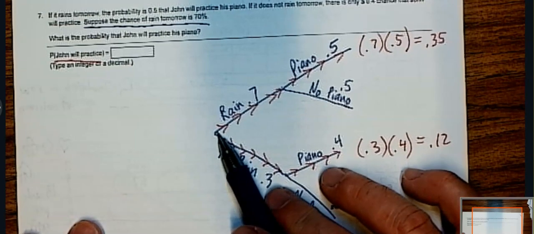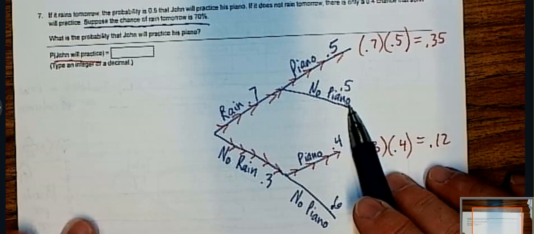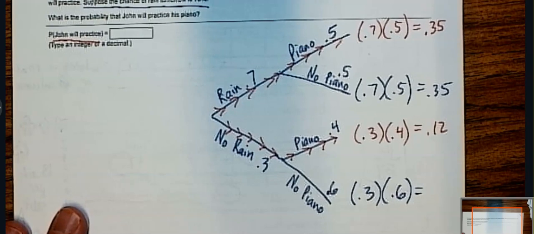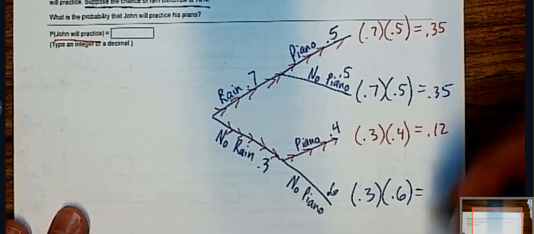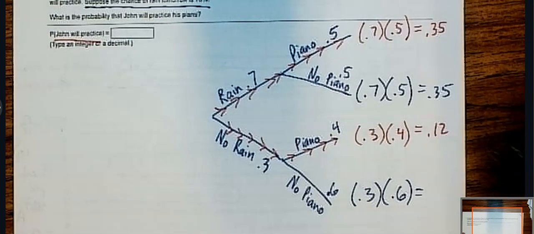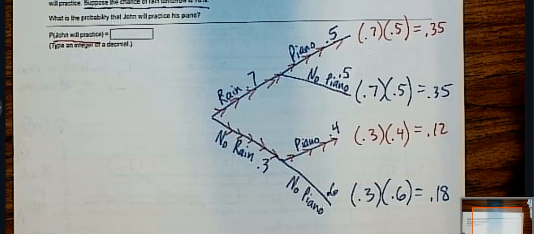Okay, now, how about it rains and no piano at all? That would be 0.7 times 0.5. We have a 35% chance of that. How about no rain, no piano? What's no rain, no piano? Nobody knows no rain, no piano. 0.3 times 0.6. 0.18, thank you. You just add it.